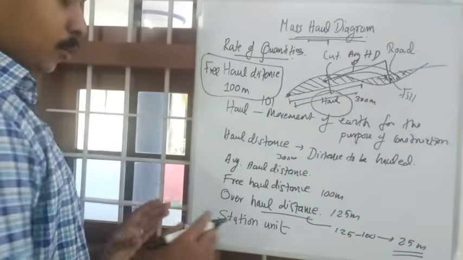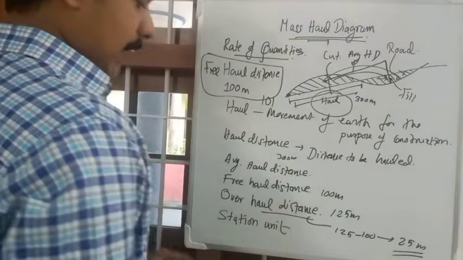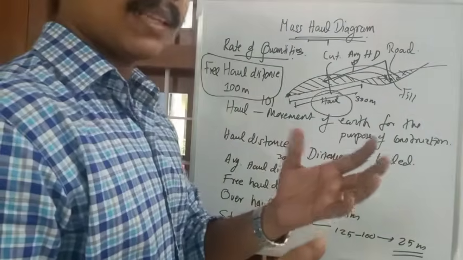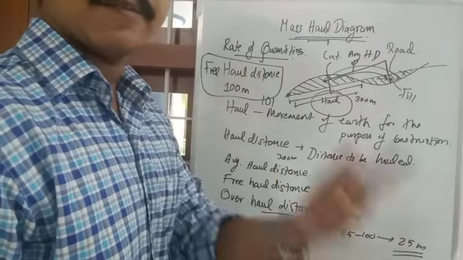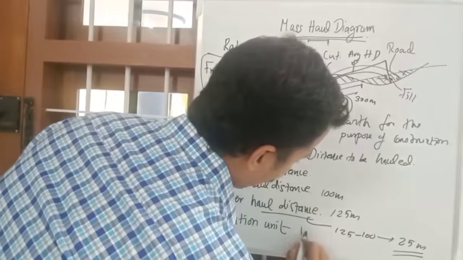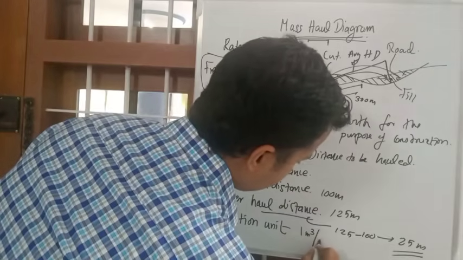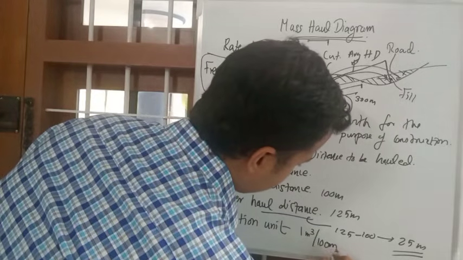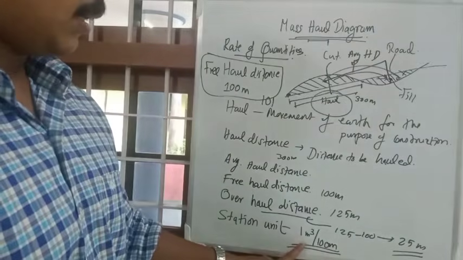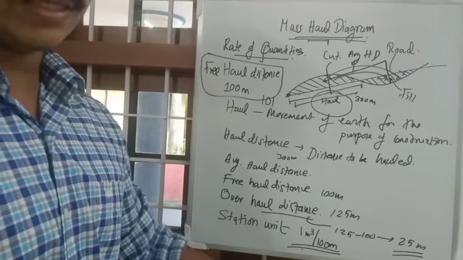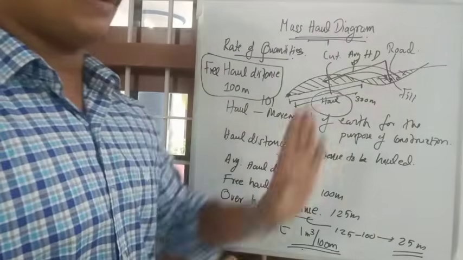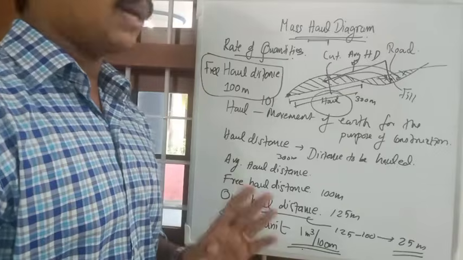Station unit is the unit of free overhaul distance, and it is used for considering the cost of construction or paying these contractors. That unit is normally taken as 1 meter cube per 100 meters. So for every meter cube per 100 meters, you will have a separate rate, and for that rate the government will be paying the contractor. I hope you understand.